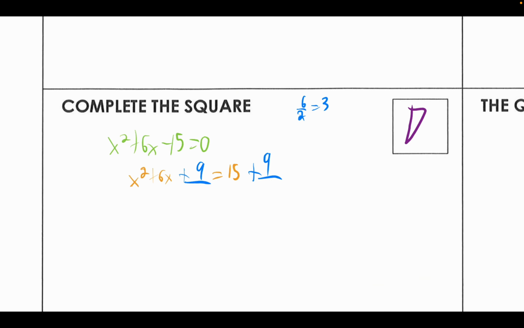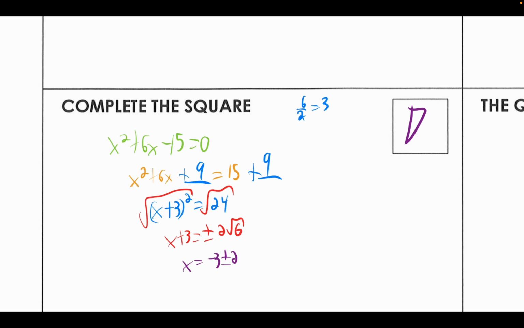And I factor the left side into x plus 3 quantity squared. On the right hand side, we get 24. Square root both sides. And I get x plus 3 equals positive or negative square root of 4 times square root of 6, or 2 square root of 6. Subtract 3 on each side, and I end up getting x equals negative 3 plus or minus 2 square root 6. That's my two answers.